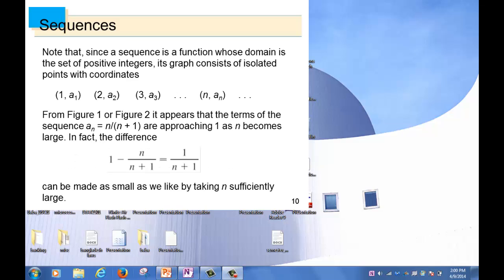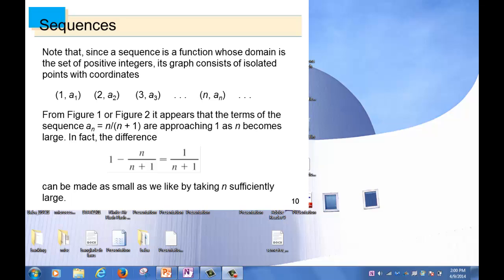Okay. How do I see that the limit of this sequence n over n plus 1 is 1? Graphically, we have a guess that the limit was 1. But how do I know exactly that the limit of n over n plus 1 is exactly 1?